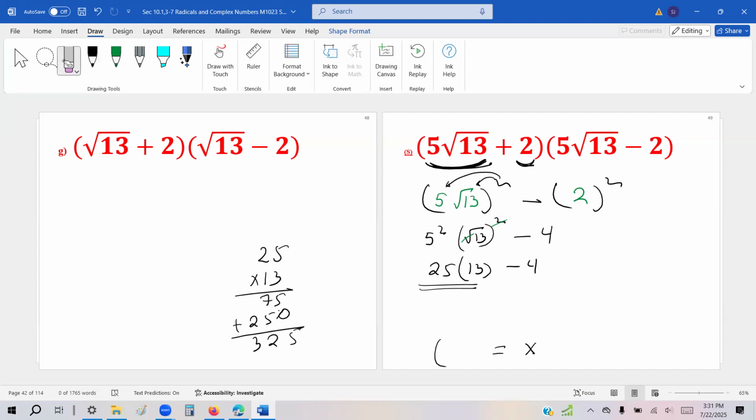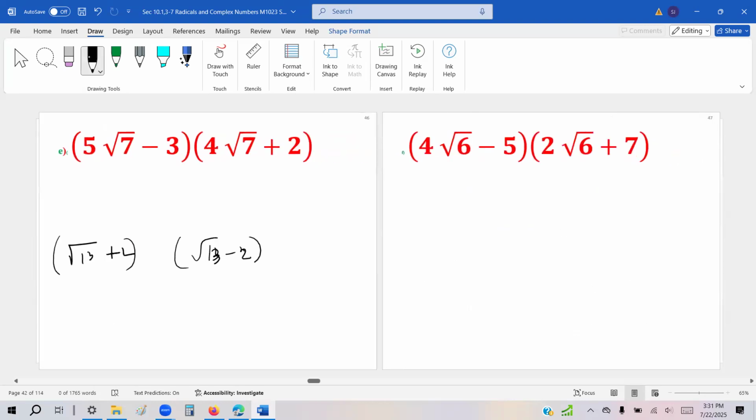So let me erase this. So you have 325 minus 4, which is 321. So to save you time, you don't have to use FOIL if you're working with two conjugates. You can simply use the difference of perfect squares. Do we get the same answer? Same answer.